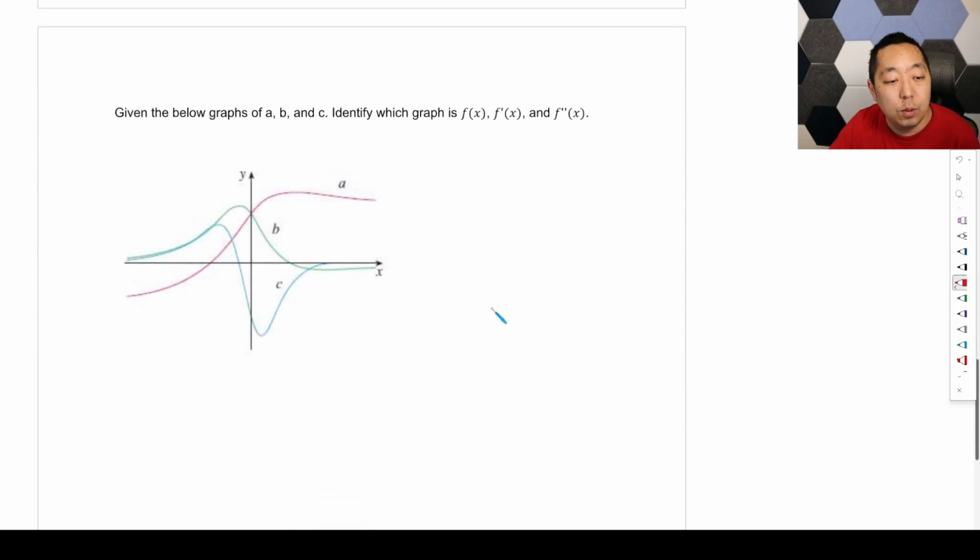Okay. I want to give another scenario that you might be given. Sometimes you're given 3 graphs and you want to know which one is f, which one's f prime, which one's f double prime. How do you go about doing that? Well, I do the same thing.